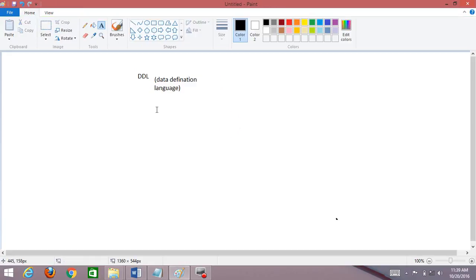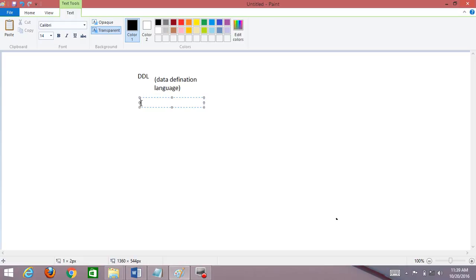Data definition language, and how to use it and how the tasks are performed. First of all, you have to create DDL commands. There are many commands in the DDL. First, create, then alter, drop, truncate, and rename.